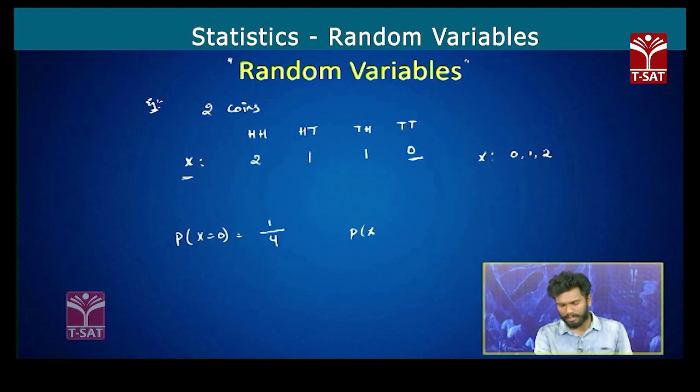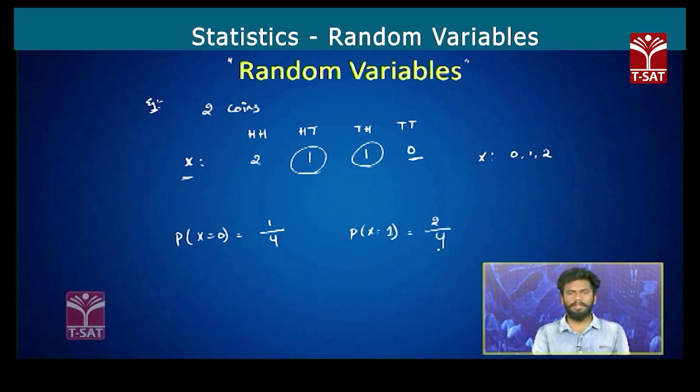Similarly, probability of getting 1 head. Probability of getting 1 head means x value 1. So how many times does x value 1 come here? 2 times. So 2 by total number of outcomes 4, that is 2 by 4. Similarly, probability of x is equal to 2 means probability that 2 heads are occurring. How many times does 2 repeat here? Only one time, 1 by 4. This is how we find the probabilities corresponding to the random variables.